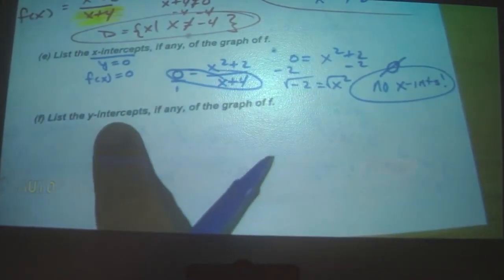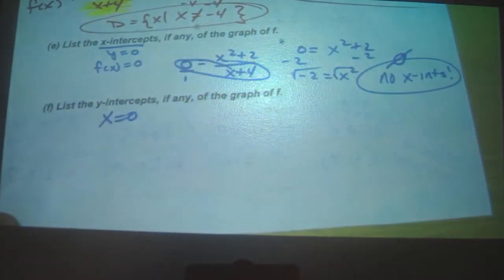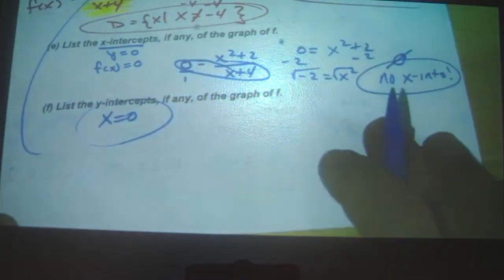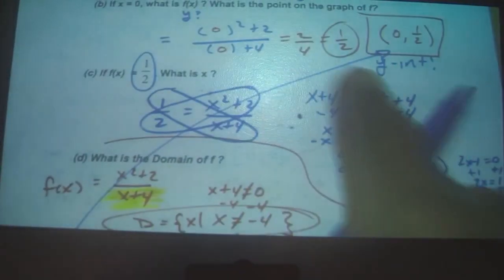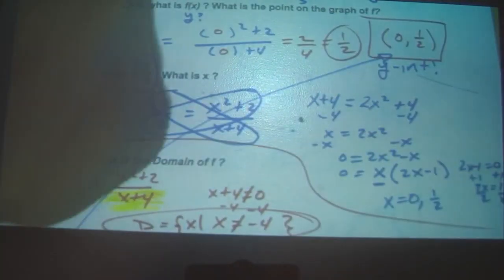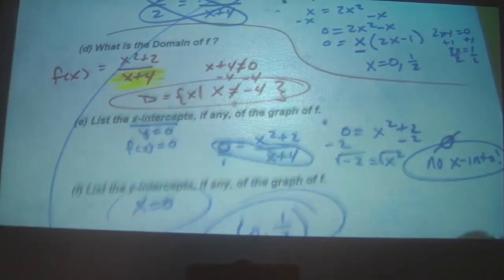Last but not least, you got y-intercepts. Same idea. That's when x is 0. Well, we've already done that, right? We did this up here. We don't need to do it again. We found our y-intercept. Plug in 0. Use the cover-up method. Okay, so I'm not going to redo that one. We already did it. We got 0, 1/2.